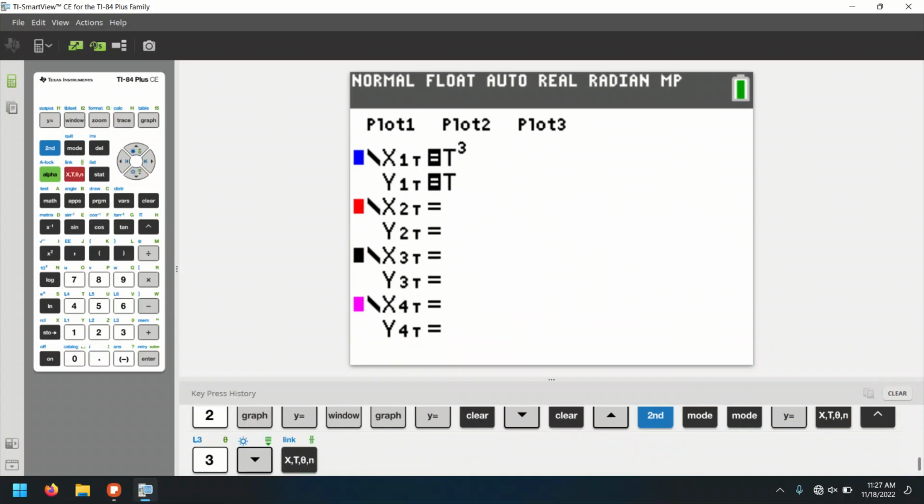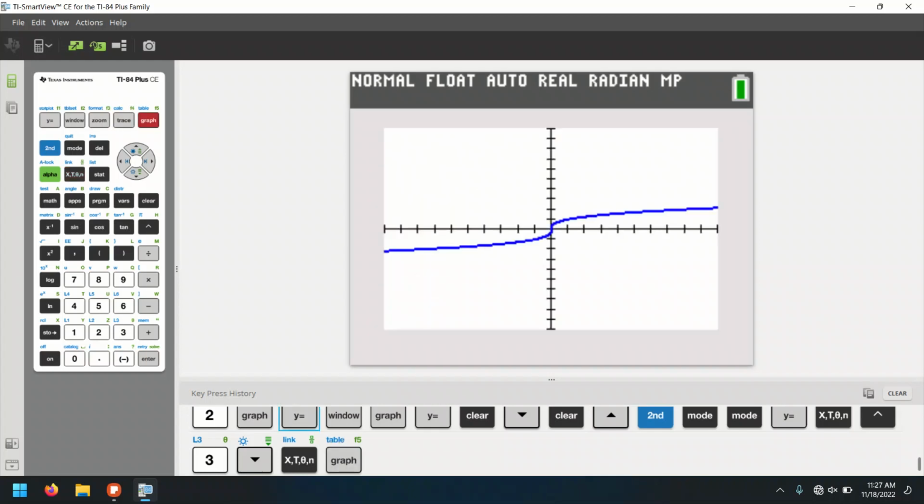I'm going to graph, but make sure when you're graphing these equations not to blink. If you blink, you may miss the direction in which the graph is being drawn, maybe from left to right or from right to left. So don't blink. How did it go? From left to right. And it went kind of quick, right? How do we slow this down? How do we turn it into slow motion?